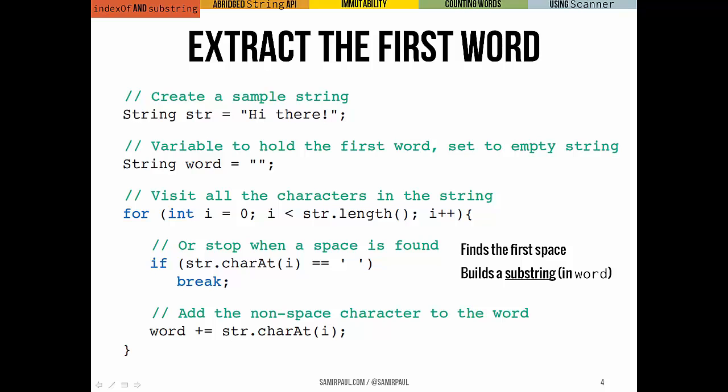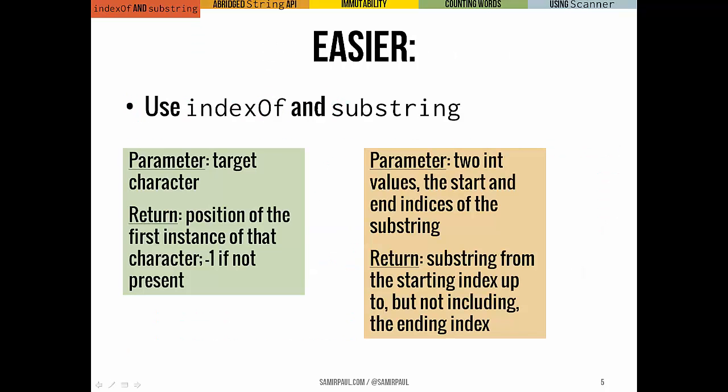Okay, we can actually solve this in a much easier way if we just use two separate string methods that are designed for those tasks. The first one is called index of. Index of expects the target character as a parameter, and it returns the position of the first instance of that character, the first time that character appears in the string, or it returns -1 if that character doesn't appear at all. The second method, substring, expects two integer parameters that tell us the starting and ending positions of the substring. So basically, it's like taking a slice out of the string. It returns a substring that runs from the starting position up to, but not including, the ending position.